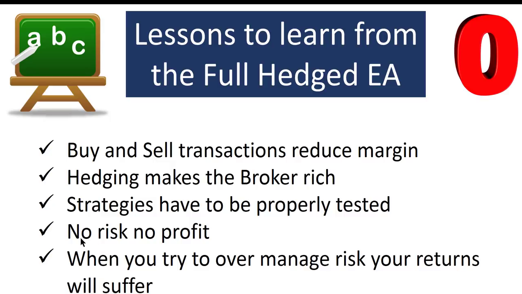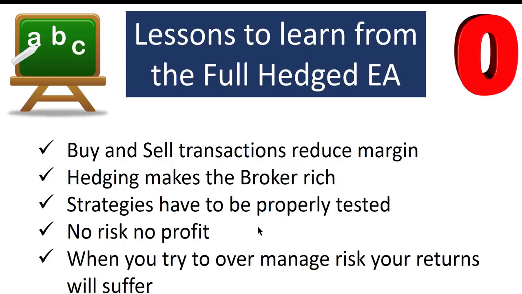Right, next thing that we learned, no risk, no profit. Now, the reason why we didn't make profit is we took no risk. There was no risk at any point in that trading to us. The price could have started trending hundreds of pips. We would have been hedged all the way up or all the way down, and we would have had no risk. So no risk, no profit. And that just applies in general.